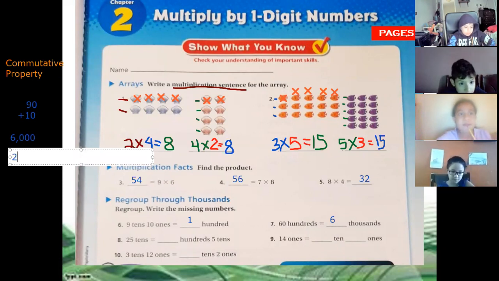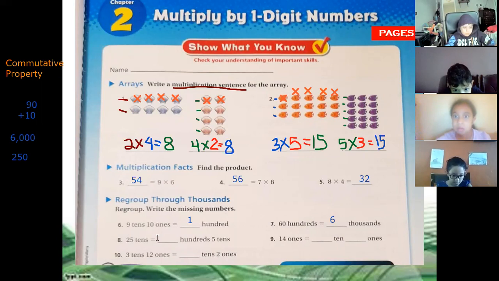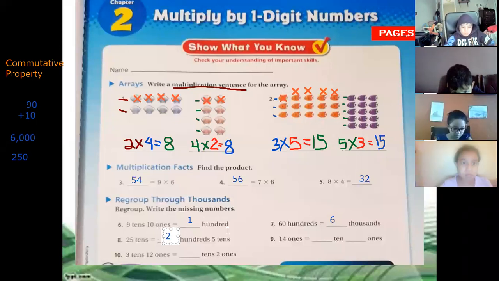Number 8, 25 tens. How many zeros does 10 have? 1. If a number has 2 zeros, it is 100. A 10 has only 1, so we add 1 zero because the number says 25 tens. So 1 zero only. Here we are going to write the number of hundreds and see that it says 5 tens. So we are going to write only the first missing number. How many hundreds are in this amount? 200. And the 50 are 5 tens.